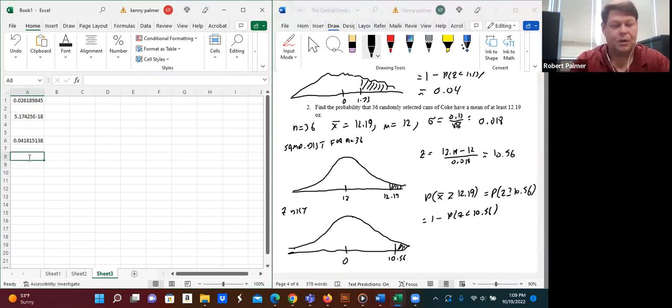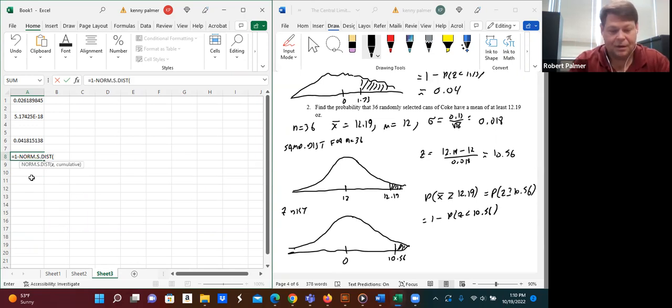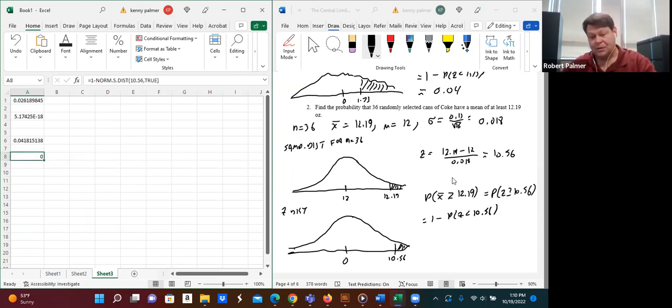All right, so this time it's going to be equals 1 minus, then just start to type it in, NORM.S.DIST, and then 10.56, and then true. See, this is going to be really, in fact, even as it was so small, basically, to the accuracy of Excel, it gave us 0.